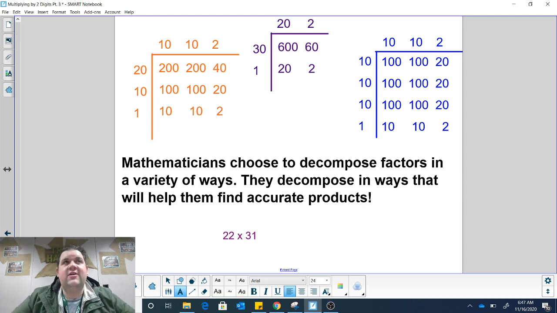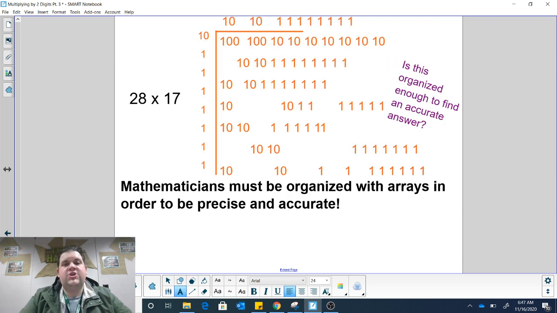One thing that your teachers and I have noticed is that over time, we've gotten kind of disorganized with our arrays, and it causes us to not be so accurate. So I want to show you this array. Mathematicians must be organized with arrays in order to be precise and accurate. So here is 28 times 17. As I look at the array, I see 10, 11, 12, 13, 14, 15, 16, 17, right here. And 28: 10, 20, 21, 22, 23, 24, 25, 26, 27, 28.